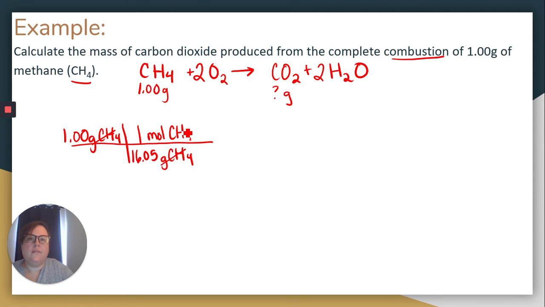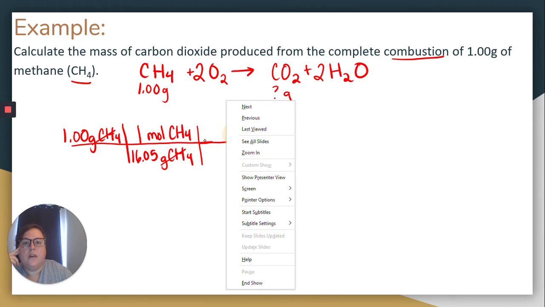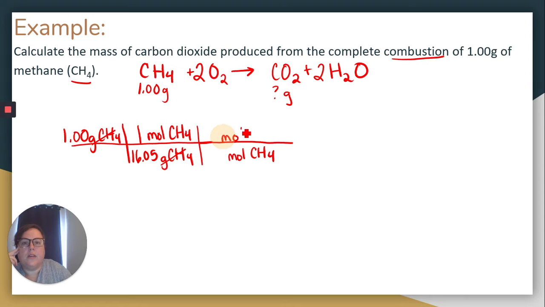But we don't want information about methane, we want information about carbon dioxide. So this is where we're going to set up our mole ratio. So we put moles of CH4 on the bottom. And this is the only time that you're allowed to change your substance, when you're doing a mole ratio. So this time our unit stays the same. We're going to change the substance from CH4 to CO2. Again, that can only happen when you're in that mole ratio. And then you use the coefficients, 1 and 1.